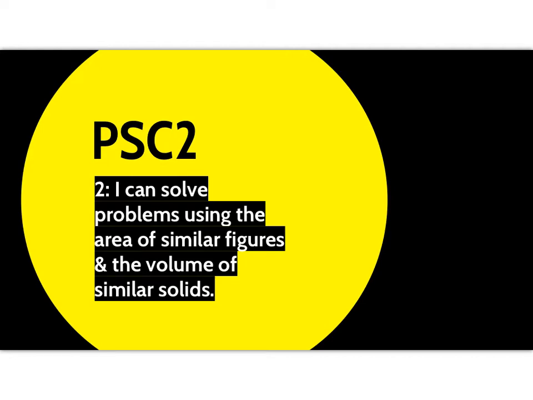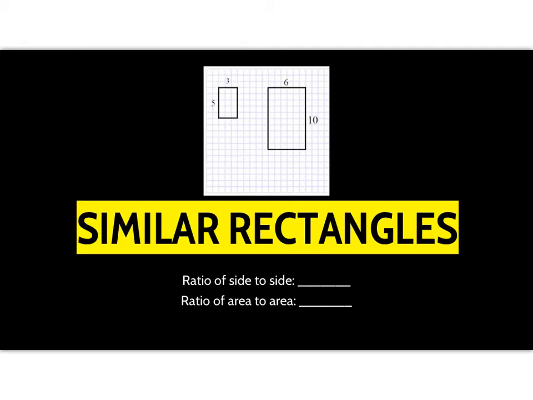PSC2-2 is about solving problems using the area of similar figures, so polygons and circles, and the volume of similar solids, so any 3D shape. In this example, we want the ratio of the side to the side, which we can write as 3 to 6 or 5 to 10. Both of those simplify to 1 to 2.